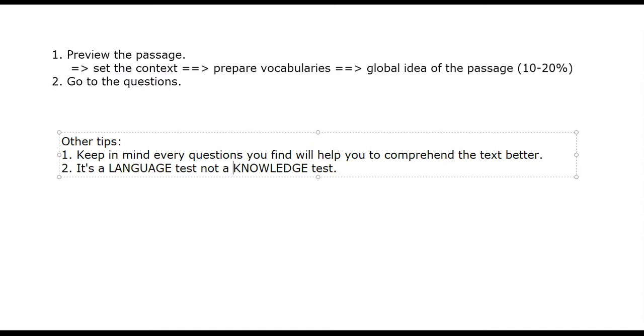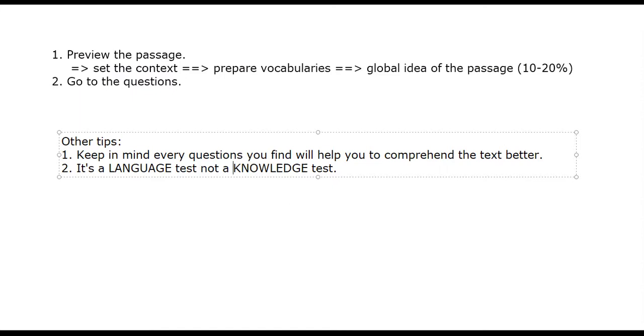The purpose is not to test your knowledge, the purpose is to test your English. That's what you should remember, so that when you find something that you're not familiar with, take it easy. The test makers have already made sure that everything you will find is all about language. So when there is very specific vocabulary or jargon in the text, usually they will give you some clues about what that word means. So remember that.